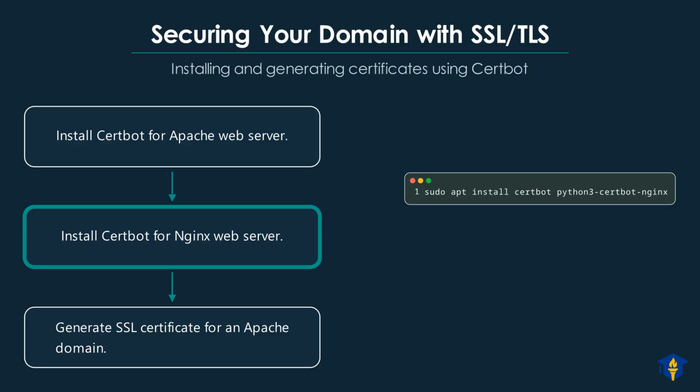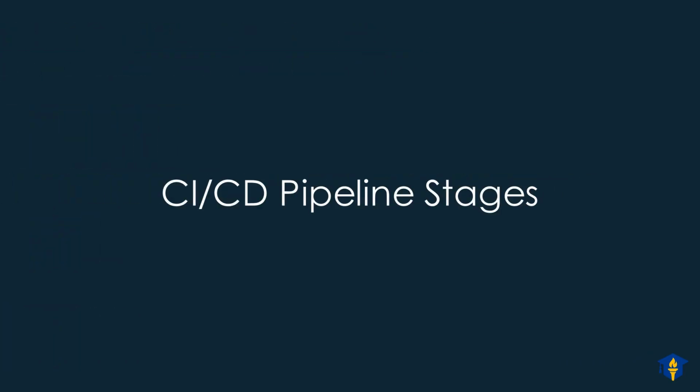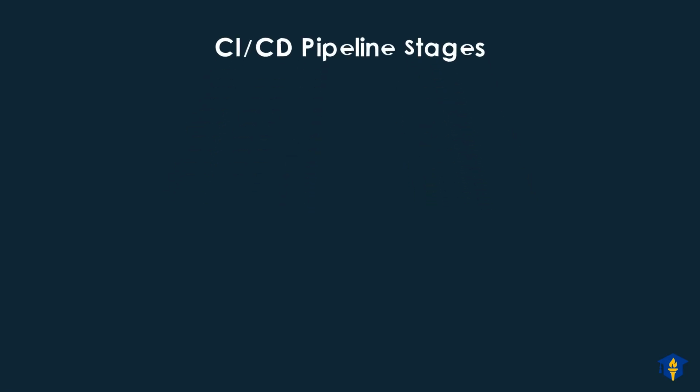Alternatively, you can install certbot if you are using the Nginx web server. This command installs certbot and its Nginx plugin to manage SSL certificates. Now, let's generate an SSL certificate for your Apache domain. This command uses certbot with Apache to secure example.com and www.example.com.